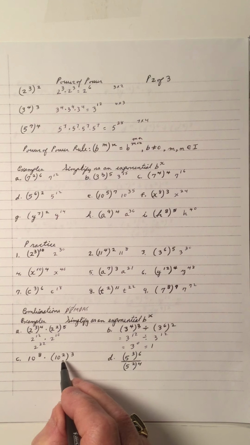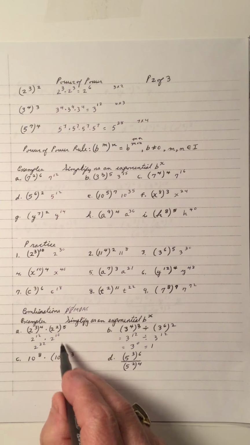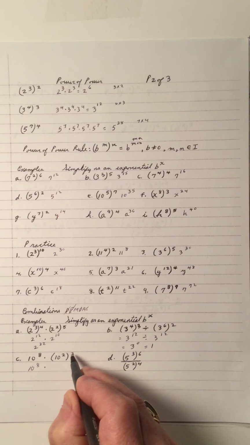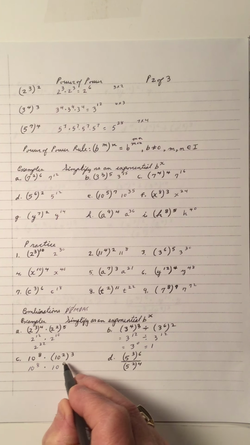See, PEMDAS, we have to work our brackets first, but that's done. So we have to work our exponent next. So that's 10 to the 6th.